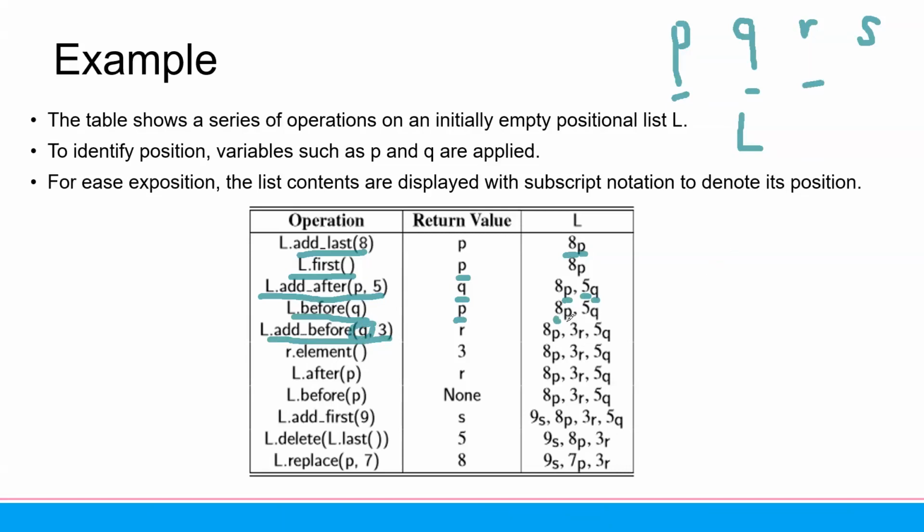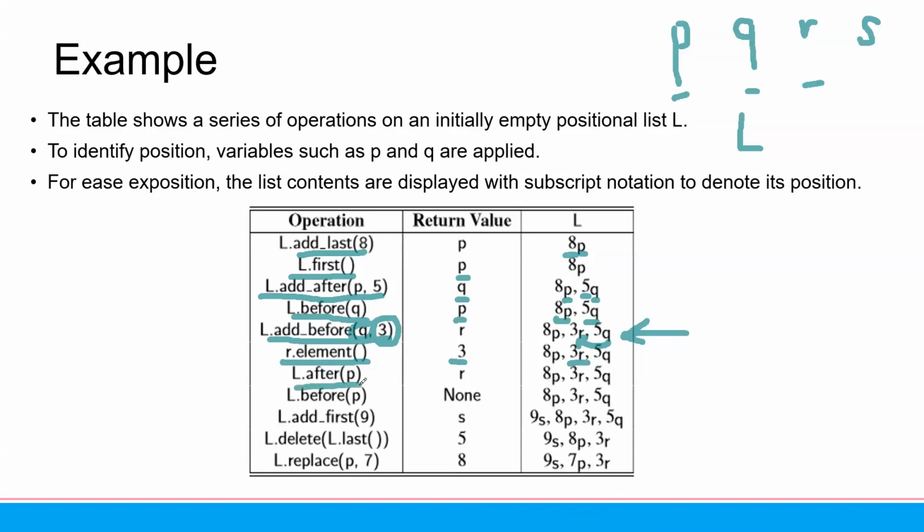We have 8P and 5Q. So before Q means I want to add before Q here. And the element that I want to add is 3. So we have 8P, comma 3R, and then 5Q. If I want to check what is the element in the index R, then it will return 3. Okay, so R is 3.